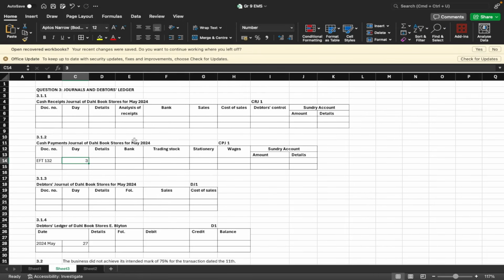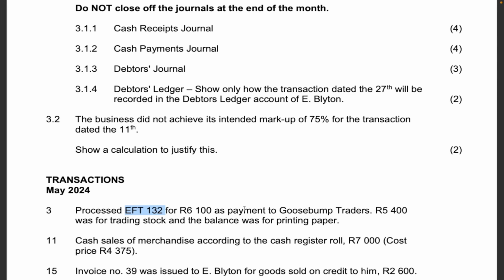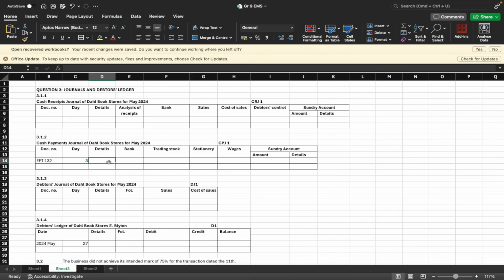We don't have to put 3rd of May because it's in the title, Cash Payments Journal of Dal Bookstores for May 2024. So when I put day 3, everyone will know it's for May because that's the title of our journal. And then what is the detail? A better question would be, who are we paying this money to? Okay, that would be the detail, or what were you paying the money for? So let's go back here. We are given the name, and you can see we are told as payment to Goosebump Traders, and so you will put the name of the person whom you are paying the money here under details.